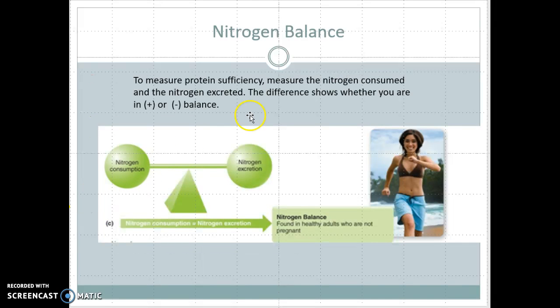And then we can measure what we call nitrogen balance, because protein is the only macronutrient that has nitrogen in it. You could determine how somebody is doing, if they're burning too much or too little protein, by measuring the nitrogen they take in and comparing it to the nitrogen they take out. So you just measure the nitrogen in their urine, and you measure the nitrogen in the protein they're eating. And if it's even, that's called a balance.